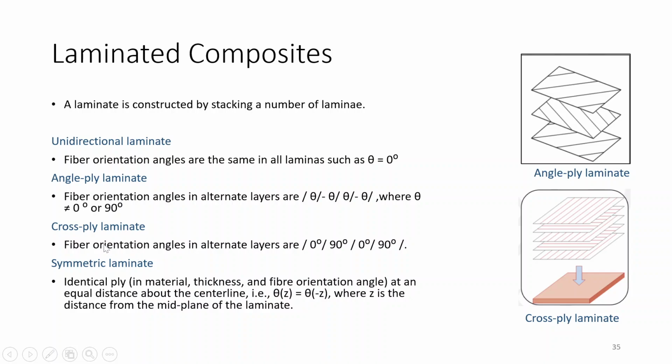Cross ply laminate. In this case, fiber orientation angles in alternate layers are 0 degree, 90 degree, again 0 degree, 90 degree, which is shown here, cross ply laminae. In case of symmetric laminae, it is identical ply at equal distance about the center line.